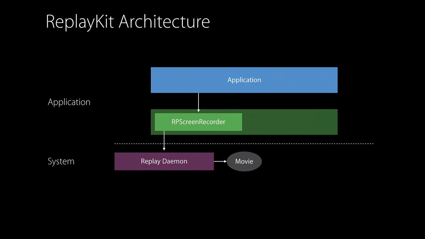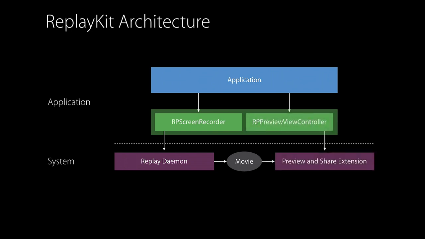When you tell the RPScreenRecorder to stop recording, the replay daemon will finish writing your movie, and now we have a movie on the system. Now this movie needs to get back up to your application so your users can preview the recording they just made. To do so, we provide the RPPreviewViewController. You present this view controller in your game, so now your users have an interface where they can preview, they can edit, and they can share the video that they just made.